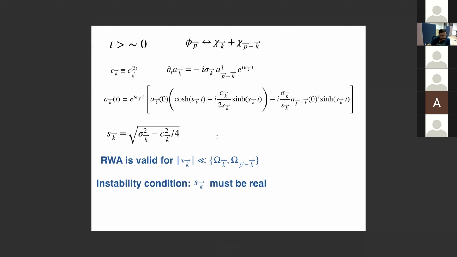Okay, then, of course, this solution is valid when this S is much smaller than these omegas, because this is what we assume to find this equation and the previous equation. Of course, we have to be careful that our solutions are always in the right limit. Okay, then the instability condition is just that S must be real. For instance, if sigma squared is bigger than epsilon squared over 4, then we have the parametric resonance. But if epsilon squared is bigger than sigma squared, there is no parametric resonance, and we have just oscillation. And I assume that in that case nothing happens. But the interesting case is, of course, when we have the parametric resonance.